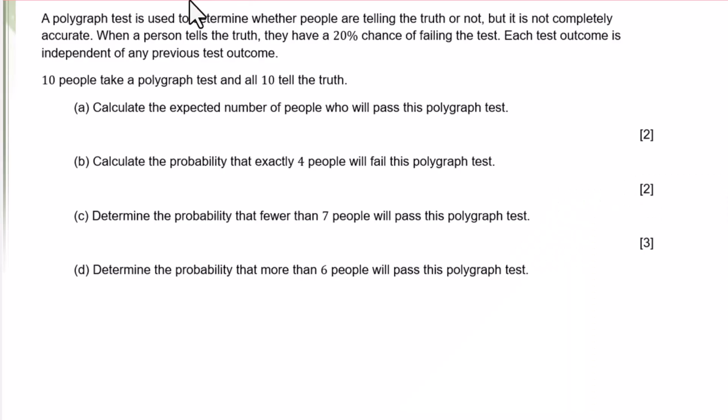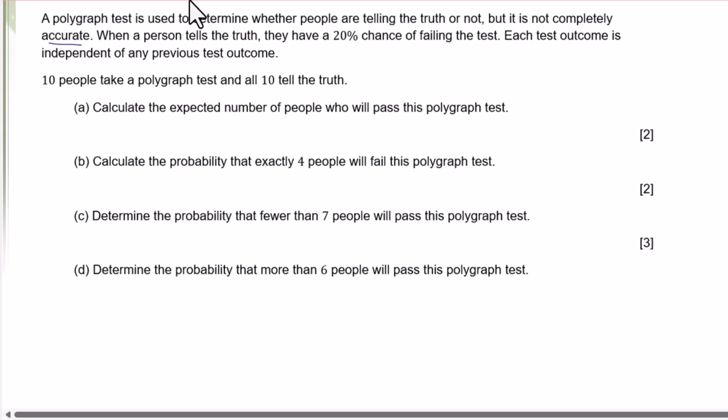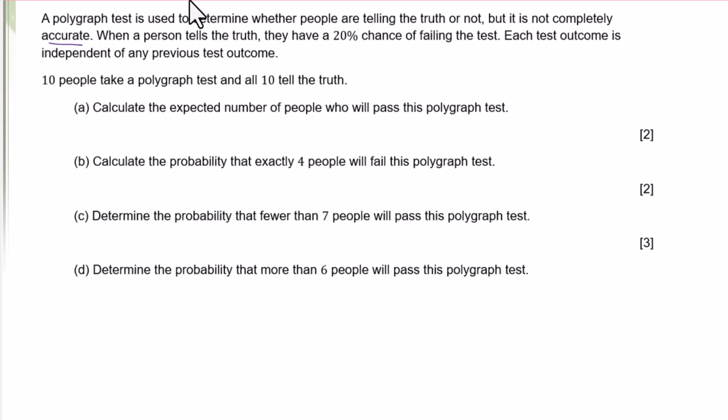A polygraph test is used to determine whether people are telling the truth or not, but it's not completely accurate. When a person tells the truth, they have a 20% chance of failing the test. Each test outcome is independent of any previous test outcome. 10 people take a polygraph test and all 10 tell the truth.